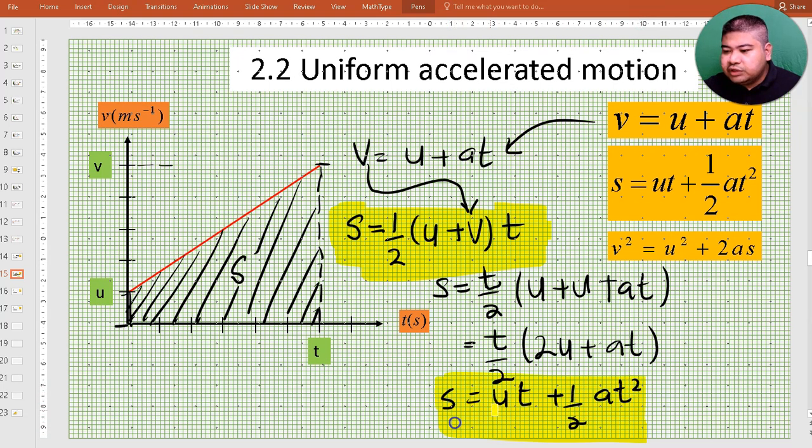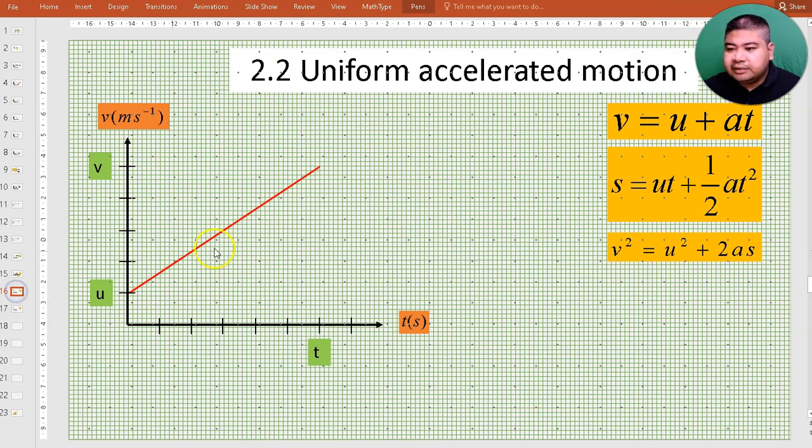Alright, so you have two equations to calculate the displacement of an object, which comes from the area of the trapezium, the area under the graph of v against t. So how do we get the third equation? Alright, so the third equation comes from, let me open another empty slide.